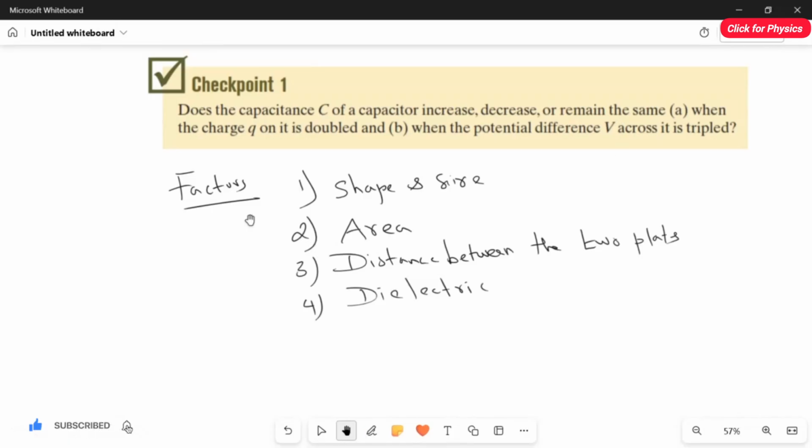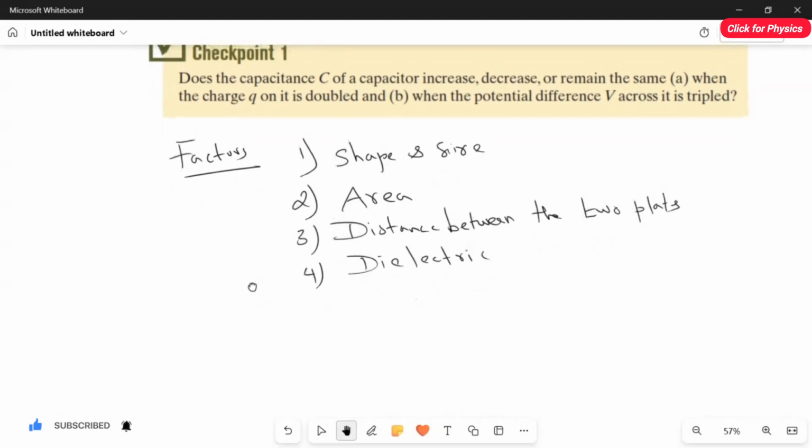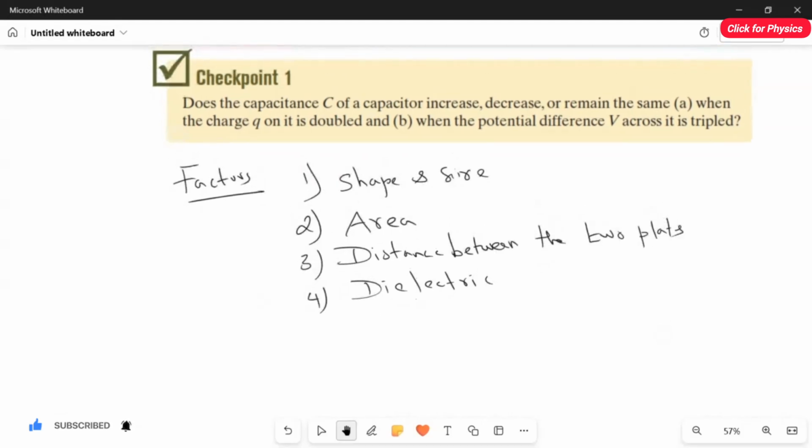Actually, we have three capacitors which we studied in the theory. The parallel plate capacitor, the formula for which is given by the equation C equals epsilon naught A over d. This is the formula for the parallel plate capacitor.